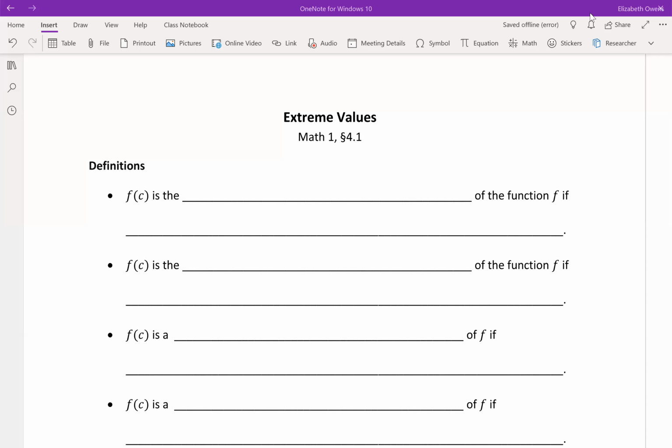Okay. Hello, everybody. We are starting chapter 4 today, and we're going to start with section 4.1 here.